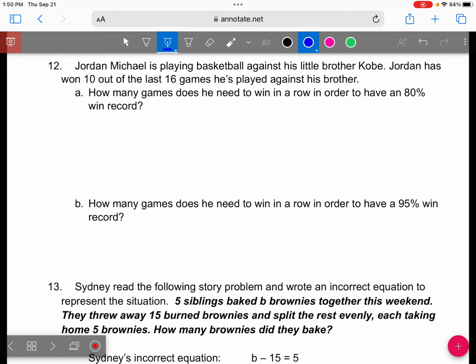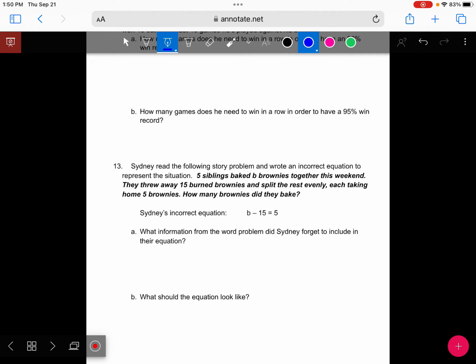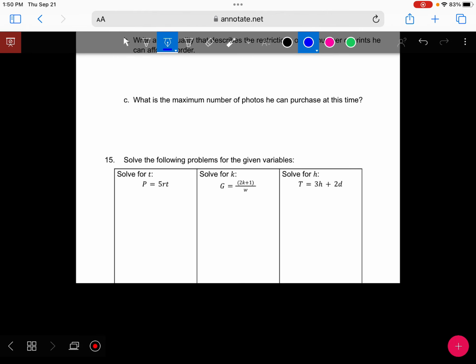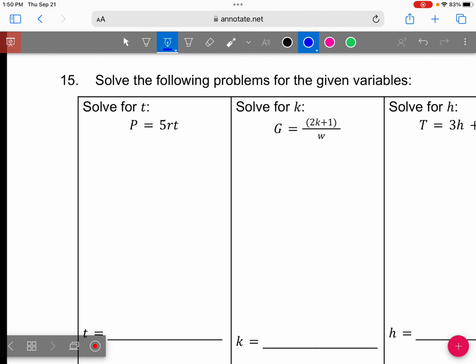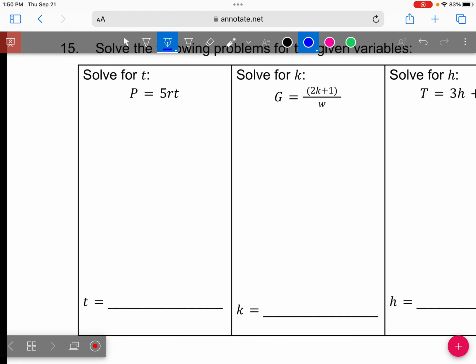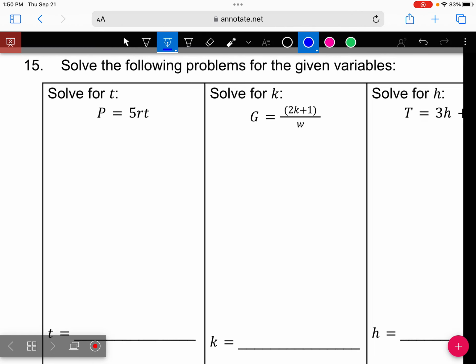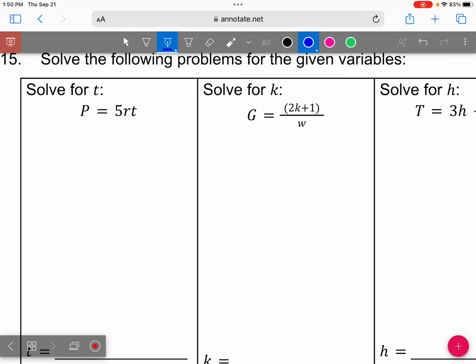Yes, dear. 15. Gotta get there. 15. Our literal equations, because they're literally full of letters. Let's look at our literals.